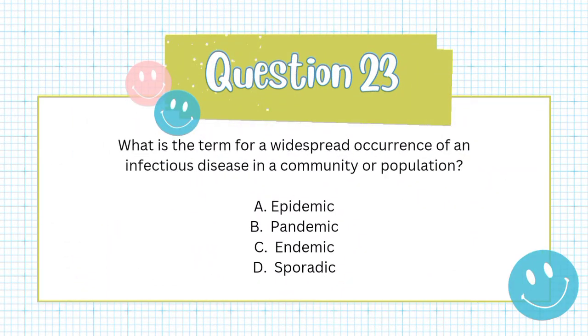23. What is the term for a widespread occurrence of an infectious disease in a community or population? A. Epidemic. B. Pandemic. C. Endemic. D. Sporadic. The correct answer is B. Pandemic.